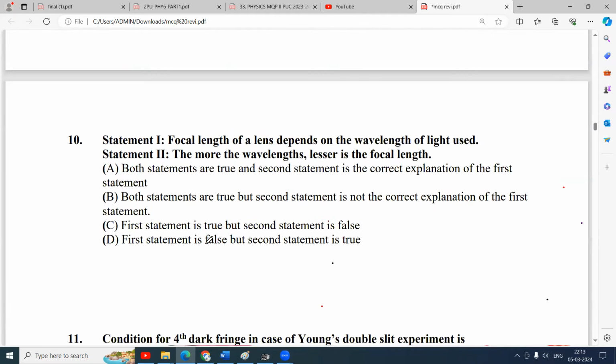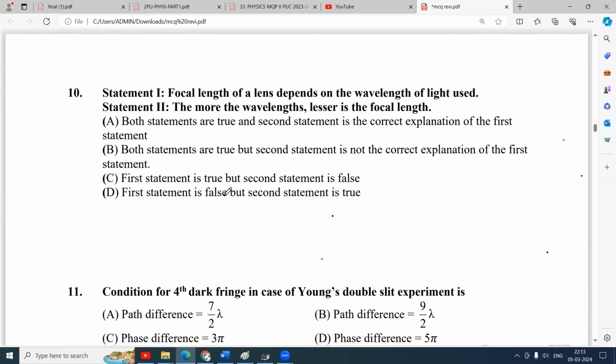Statement 1. Focal length of a lens depends on the wavelength of light used. Yeah, that's right. It does depend on the wavelength of light. And more the wavelength, lesser is the focal length. So this we will check whether it is correct or not.